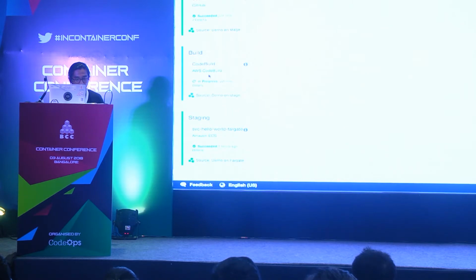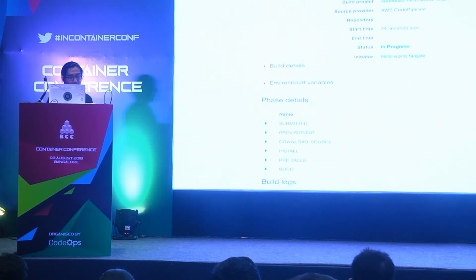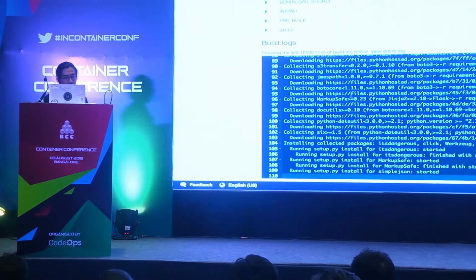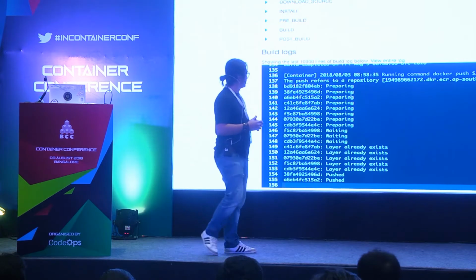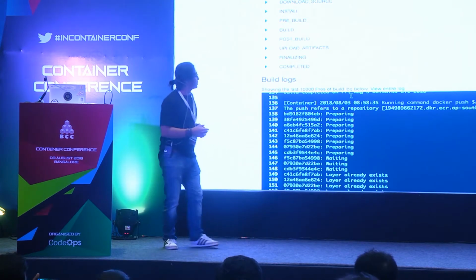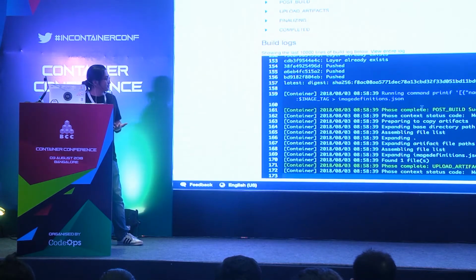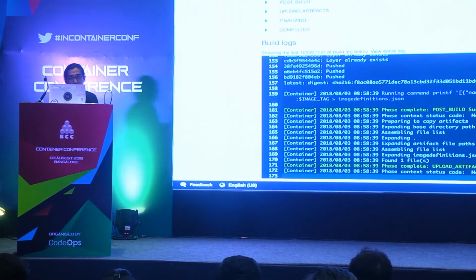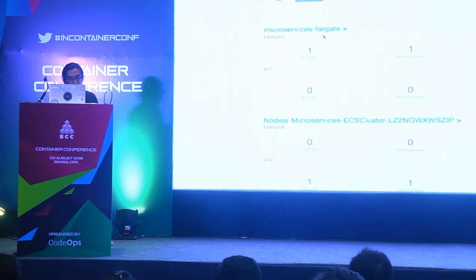As you can see here, we can check the details. You can see here, this is actually the Docker build running. And after that, it's going to push to AWS Fargate. So to give you a big picture of how AWS Fargate works, you can see here, I have this.